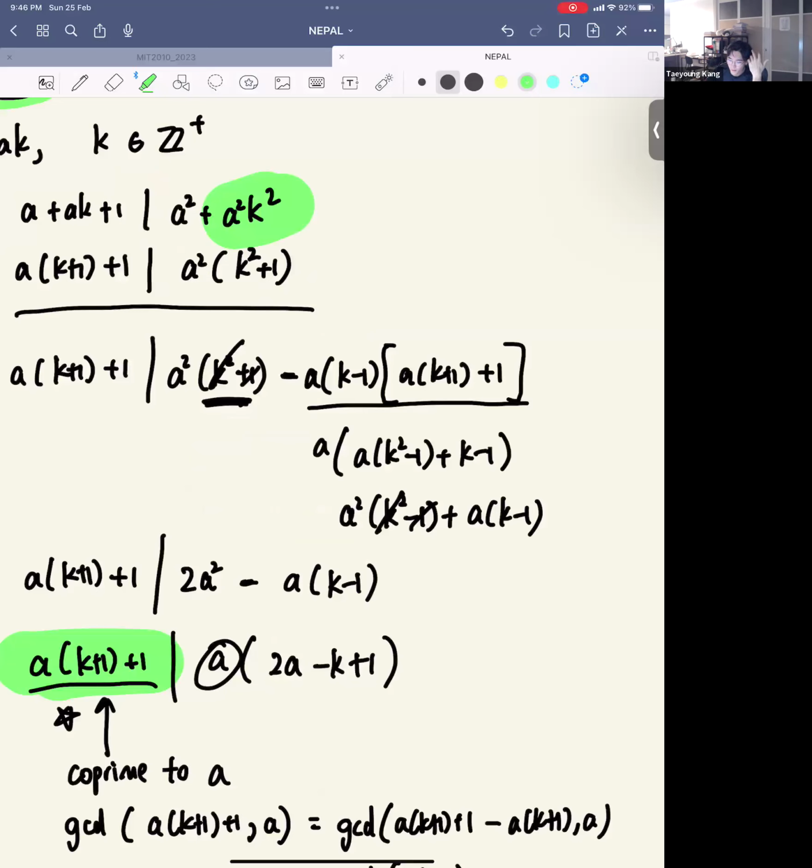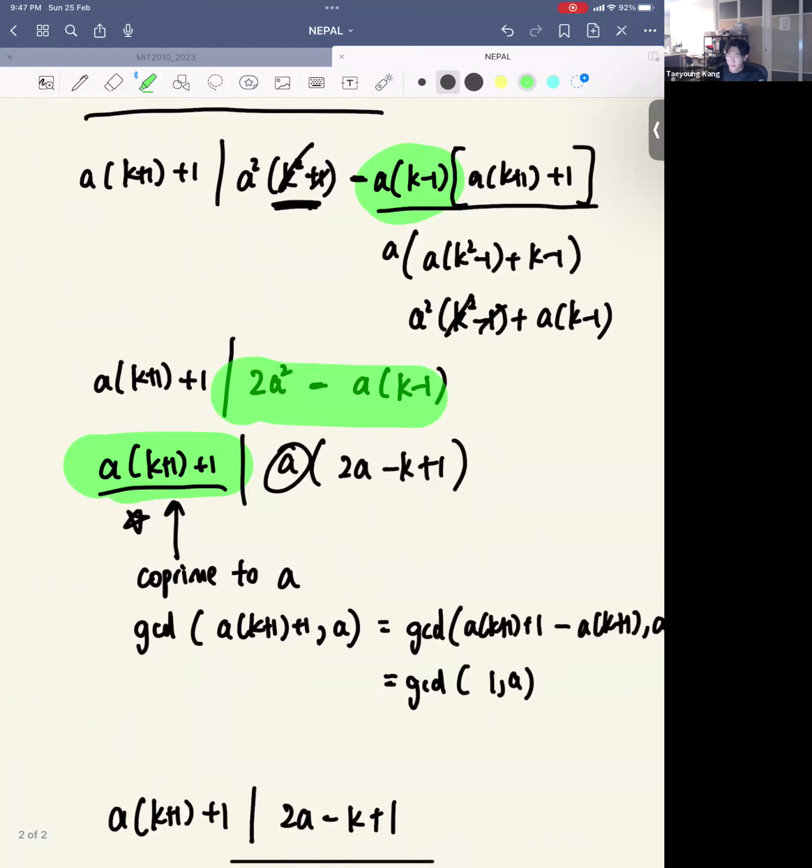And you try to factor out, subtract away as large a k value as possible. In this case, you do so by multiplying by a times k minus 1. And after that, you get an expression like this. And the third learning point here is to identify that a times k plus 1 is coprime to a. And you have to be very quick to notice that.